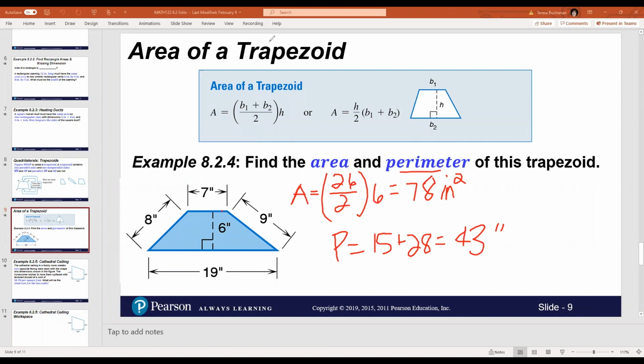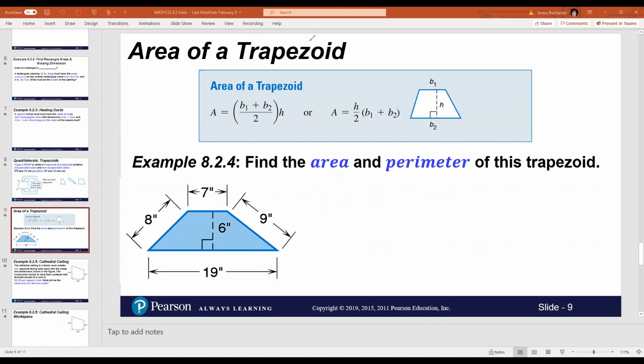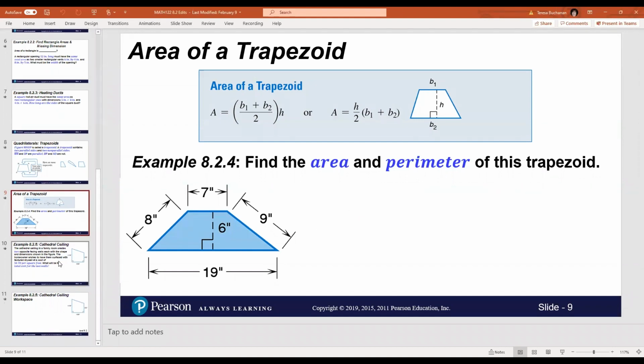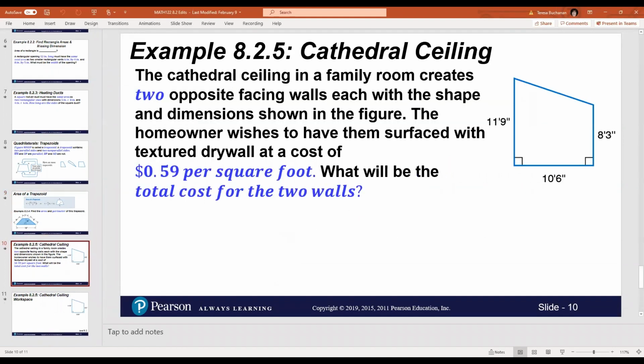All right, so you'll see some trapezoid calculations in the homework. And we have here, to finish out this section, a trapezoid word problem for you. We have a cathedral ceiling in somebody's house that creates two opposite facing walls, each with the shape and dimensions shown in the figure. The homeowner wants to have a surface with textured drywall at a cost of 59 cents per square foot. What will be the total cost for the two walls?